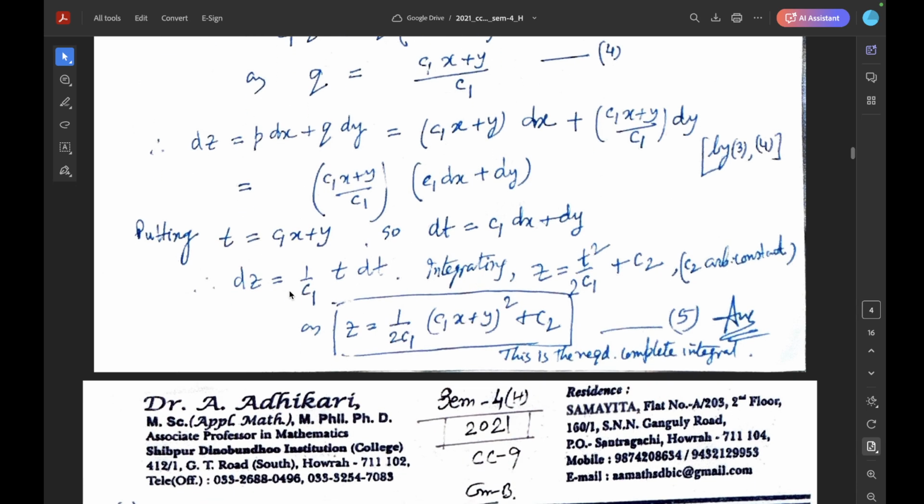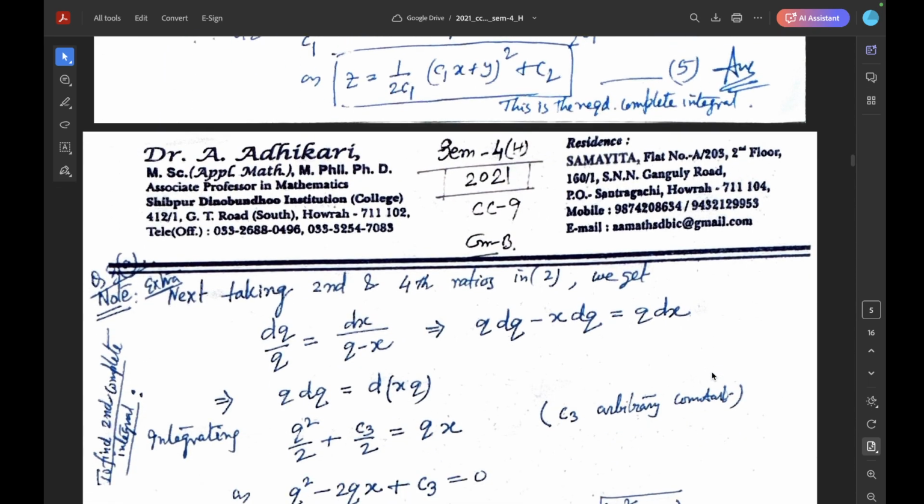And integrating this, we get z equal to t square by twice c1 plus c2, where c2 is an arbitrary constant. So z equal to 1 by twice c1, value of t is this, c1 x plus y whole square plus c2. This is the required complete integral.